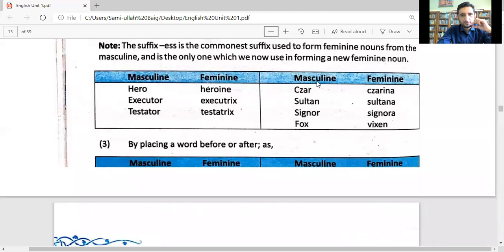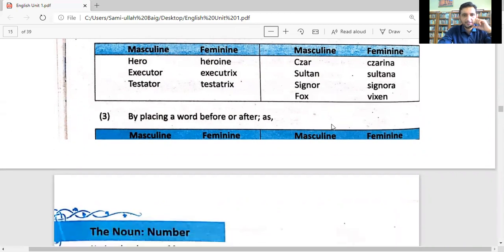So these are some of the ways you can add -ine or -a at the end, just like here, -ina, sultan and sultana, -a at the end, senor and senora, fox, vixen. It's completely different. It should have been included in the other category.